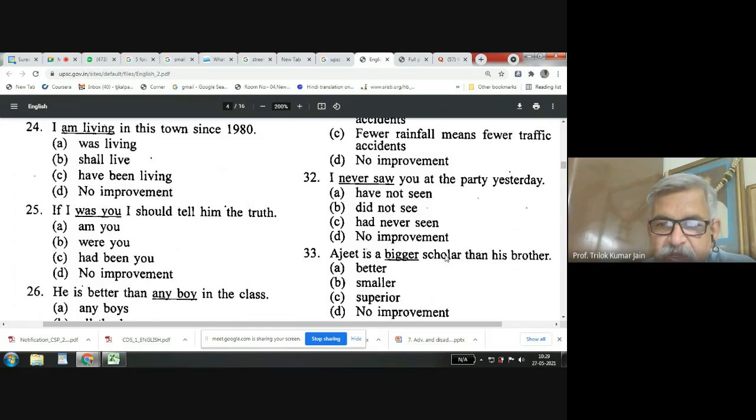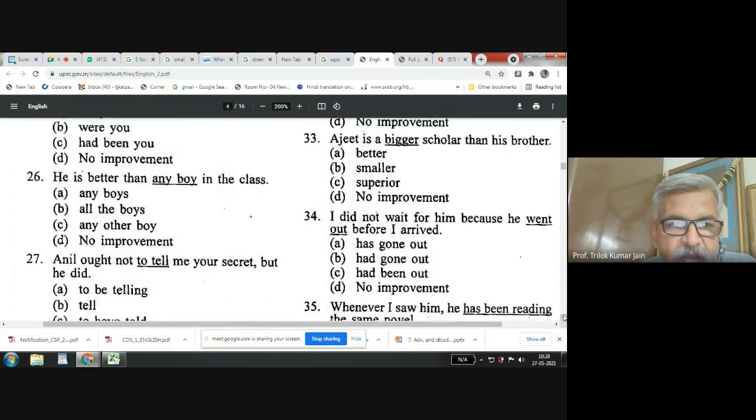Ajit is a bigger scholar than his brother. The correct answer is A. Ajit is a better scholar than his brother. Correct. Perfectly right. He is better than any boy in the class. The correct answer is C. He is better than any other boy.